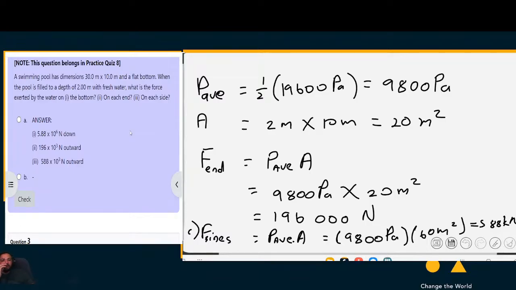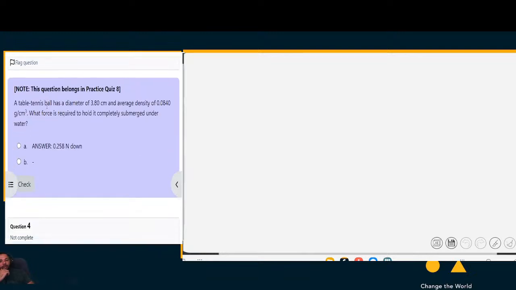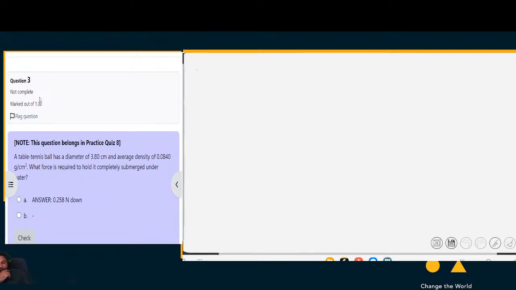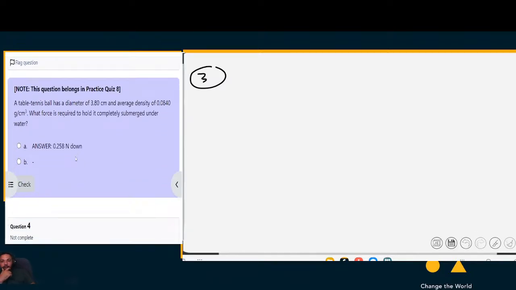Okay, that is the pressure. Now gauge pressure is the pressure without the added atmospheric pressure. Question number 3. Let's see. That's 588, 196, and 555. Those are the answers you should get.